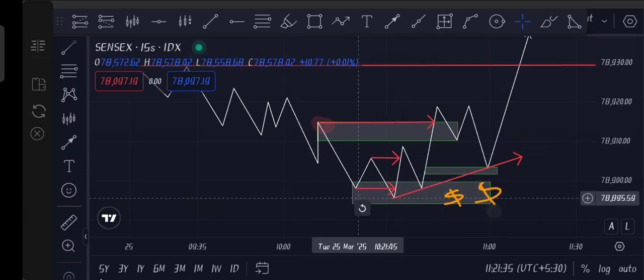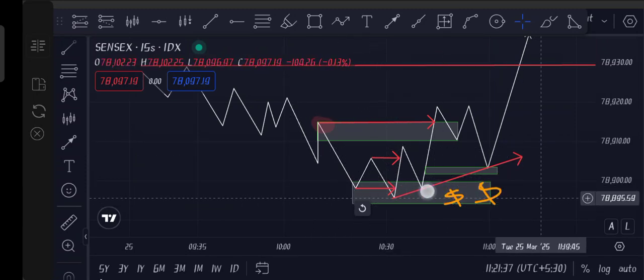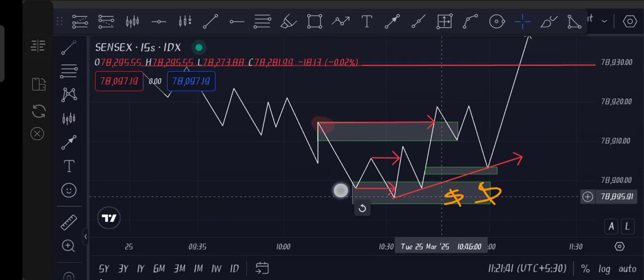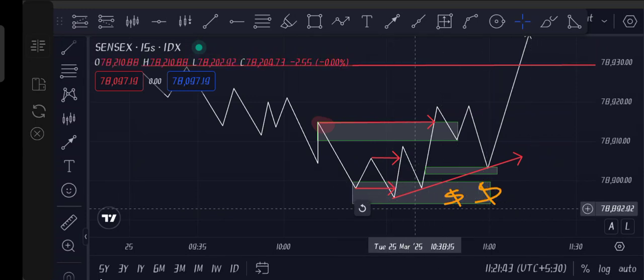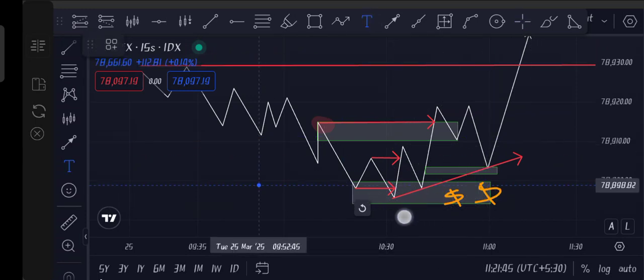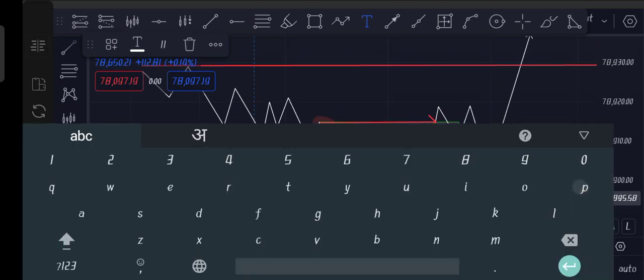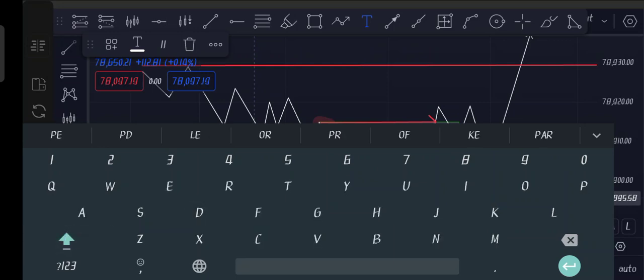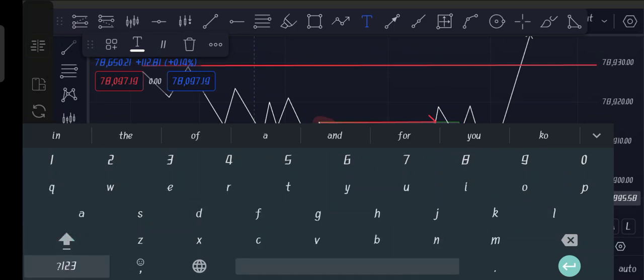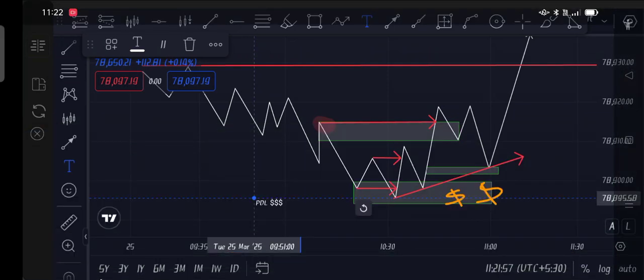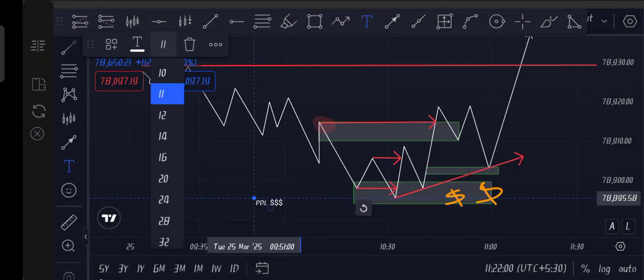But you can see on the chart this is a previous day liquidity sweep. That's why the market is definitely reacting from this level. Previous day low liquidity, previous day low liquidity. That's why the market is gaining strength.